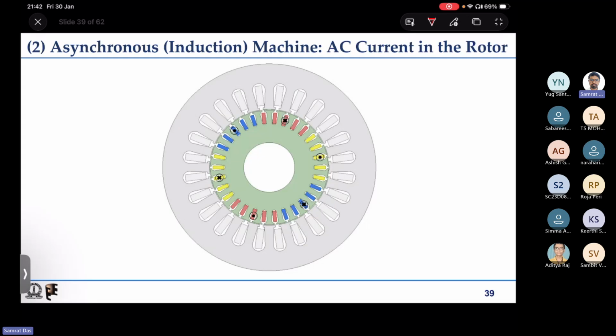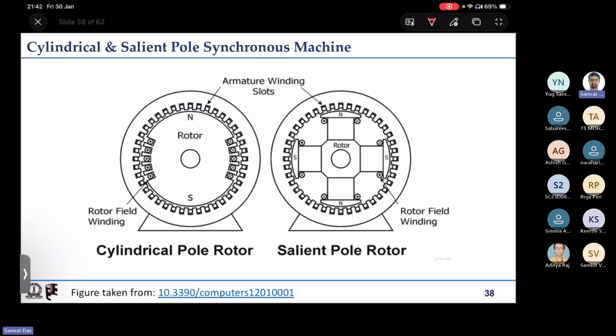Is it clear? Thank you, Samrat. Okay, so we'll then move to the next part. Okay, so one more point was there.